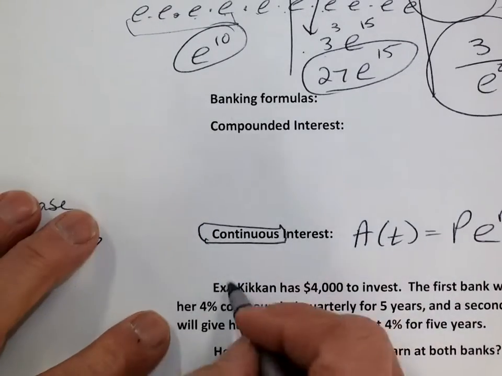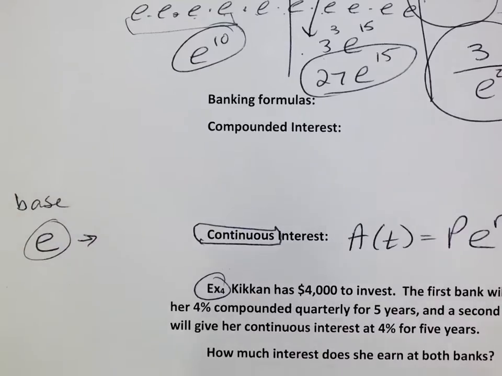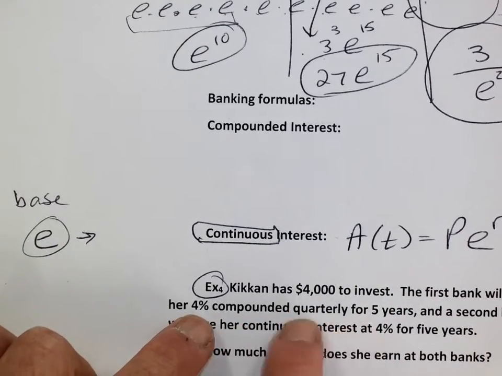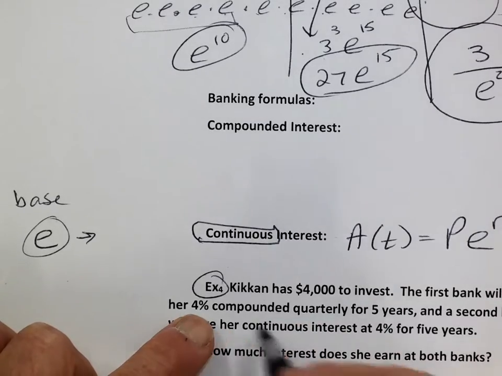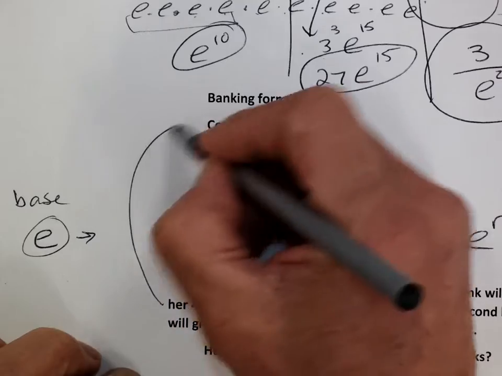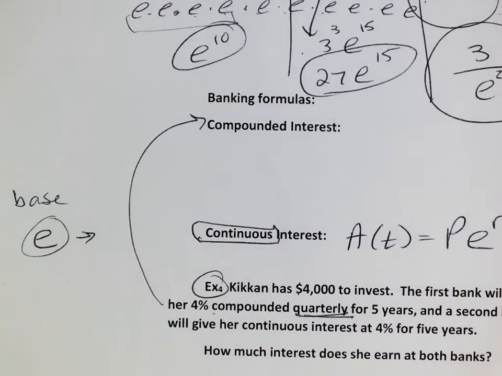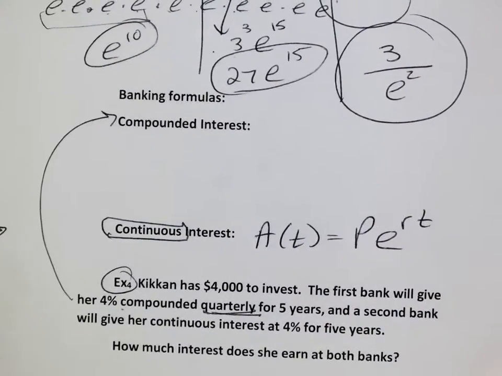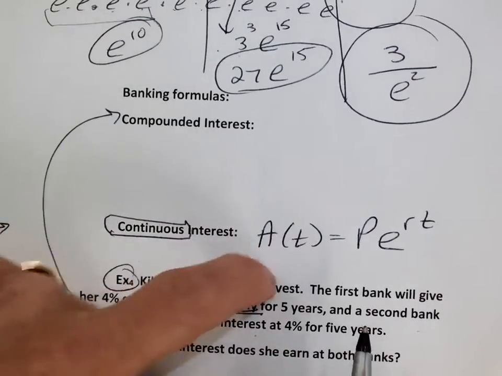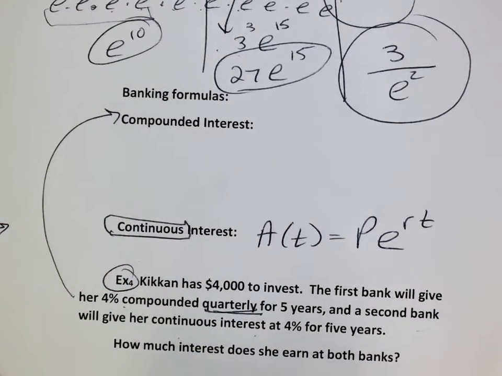Let's take a look at example 4. Keegan has $4,000 to invest. The first bank will give her 4% compounded quarterly. Now, that's different. Compounded quarterly doesn't mean continuously, but 4 times a year. We'll use a formula up here. I'll show you that formula, but first, let's go back to e. And a second bank will give her continuous interest. That means they're giving her interest continuously all the time. So we ought to be able to make more money here. Let's see how this works.